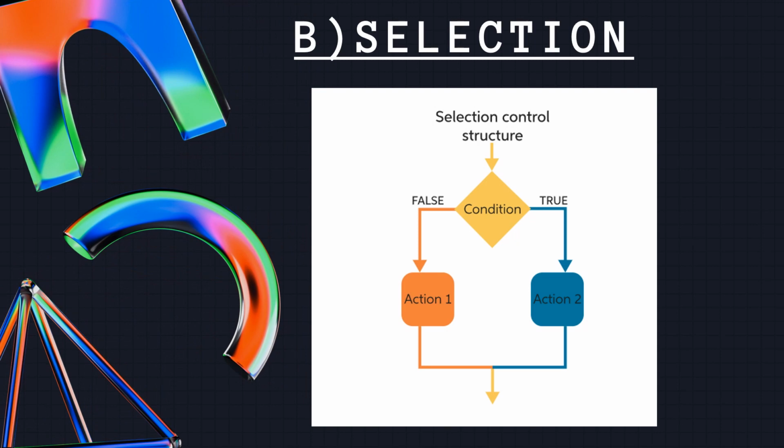The flowchart that displays how a selection control structure works is as given in this slide, where a condition is evaluated, and if it is true, one set of actions is done, and if it is false, a different set of actions is done.